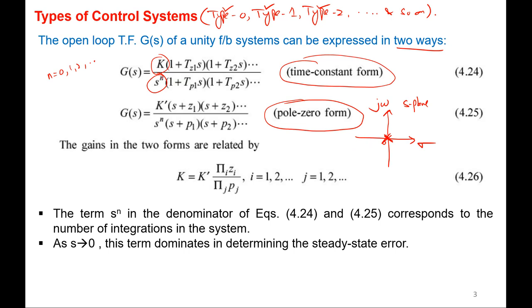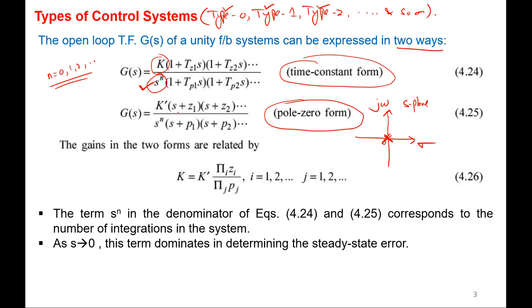I will call it a type 1 system. If it is s square, two poles are lying at the origin, I will call it a type 2 system. If it is s cube, type 3 system and so on, right? So this term in the denominator will judge what type of system it is, right? We'll see. So if I express it in this form, I'll call it time constant form.